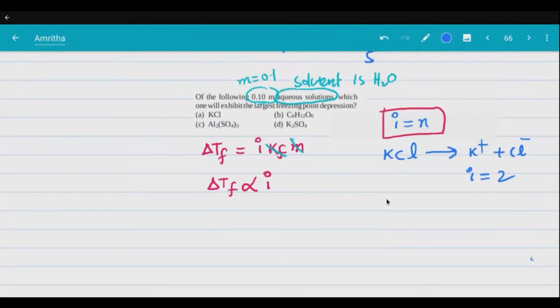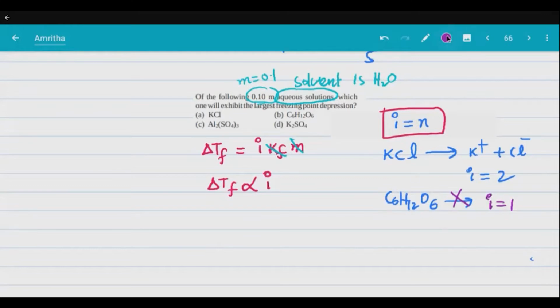Now for glucose, C6H12O6, how many ions? It is not dissociated. Don't write carbon plus hydrogen plus O minus. That's not correct. This doesn't undergo electrolysis, which means there is no dissociation, so it can't conduct electricity. Glucose solution will never conduct electricity because there are no free ions, right? So it cannot produce ions. So i is equal to 1 only. There is one molecule, that's it.